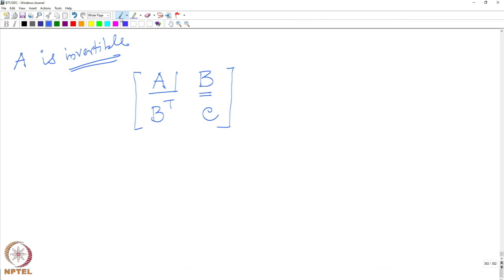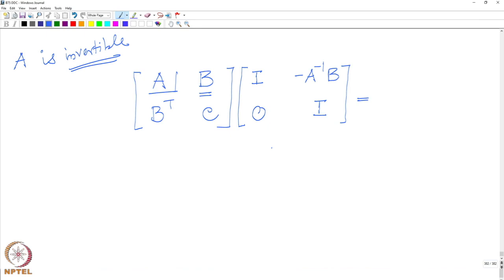Okay. Now, I am going to do a column operation so that this block becomes 0. What column operations do I have to do? I keep the first column intact. For the second column, I first multiply by minus A inverse, so that gives me identity, and that I will multiply by B. And that I will add to the second column. What will be the result?